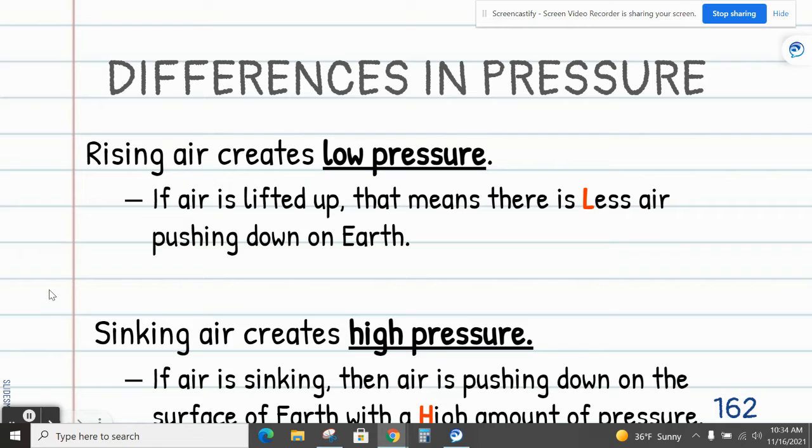Rising air creates low pressure. The air is lifted up, which means there's less air pushing down on Earth. Sinking air creates high pressure. It's pushing down and exerting a high amount of pressure onto the surface.